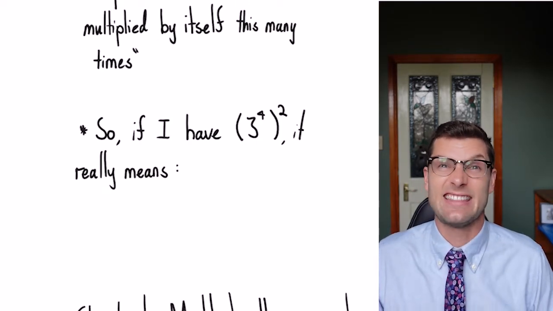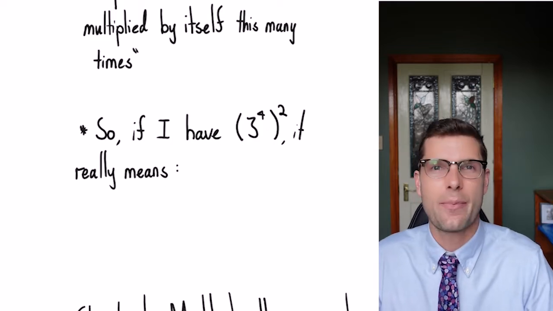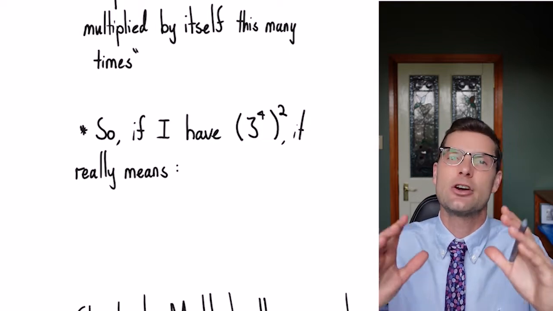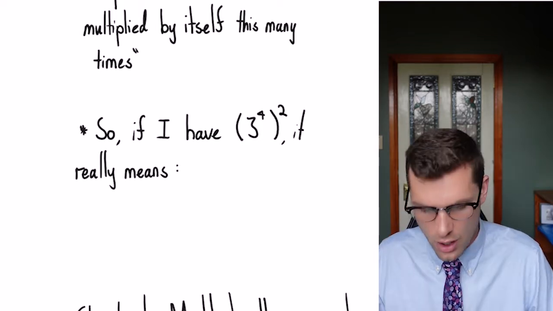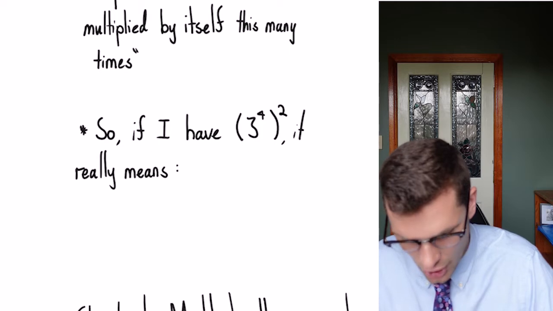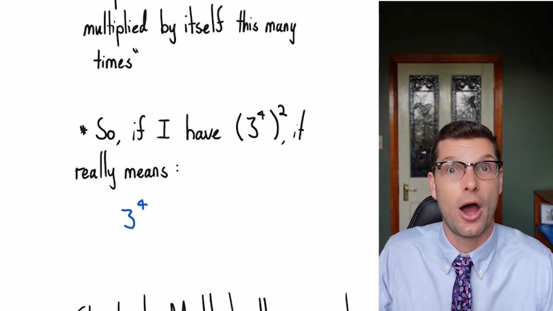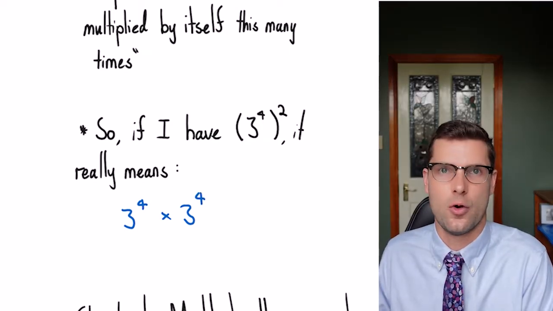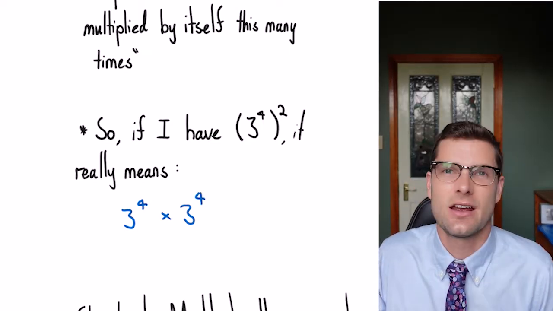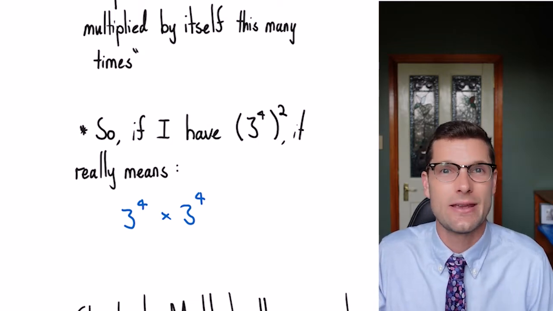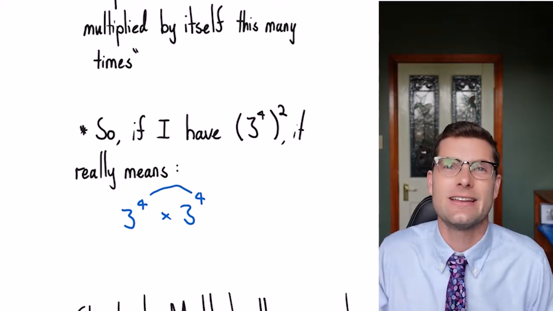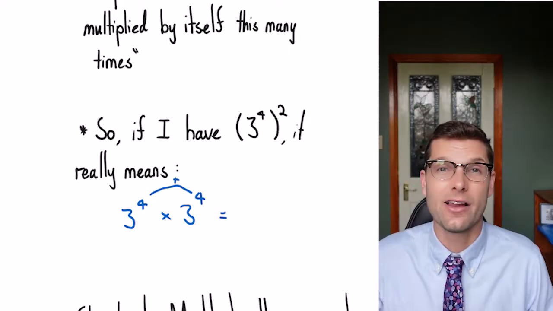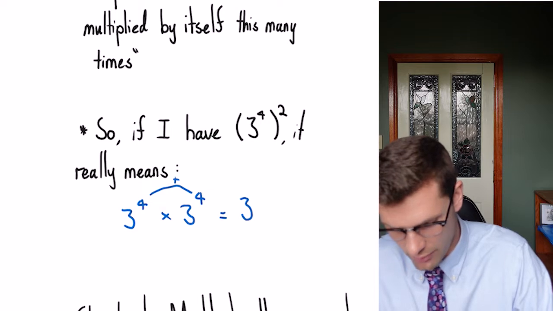So when we've got something like this inside a bracket, this 3 to the power of 4, we know that's 3 times 3 times 3 times 3. But because it's all to the power of 2, what that's saying is that this term is multiplied by itself. So 3 to the power of 4 is times by 3 to the power of 4. And now because we've got this multiplication with our index laws, we know that the final answer is just the addition of these small numbers. So the final answer to this is 3 to the power of 8.